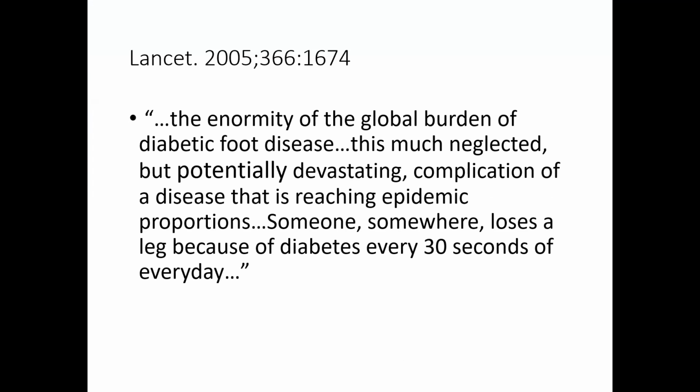So this is an abstract from the famous Journal of Lancet. The enormity of the global burden of diabetic foot disease, this much neglected, but potentially devastating complication of a disease that is reaching epidemic proportions. Someone, somewhere loses a leg because of diabetes every 30 seconds of every day.